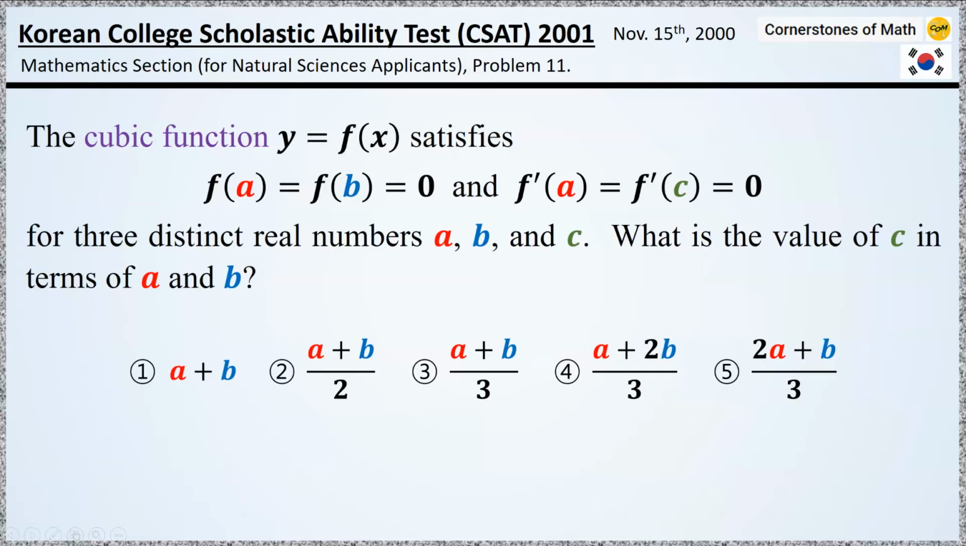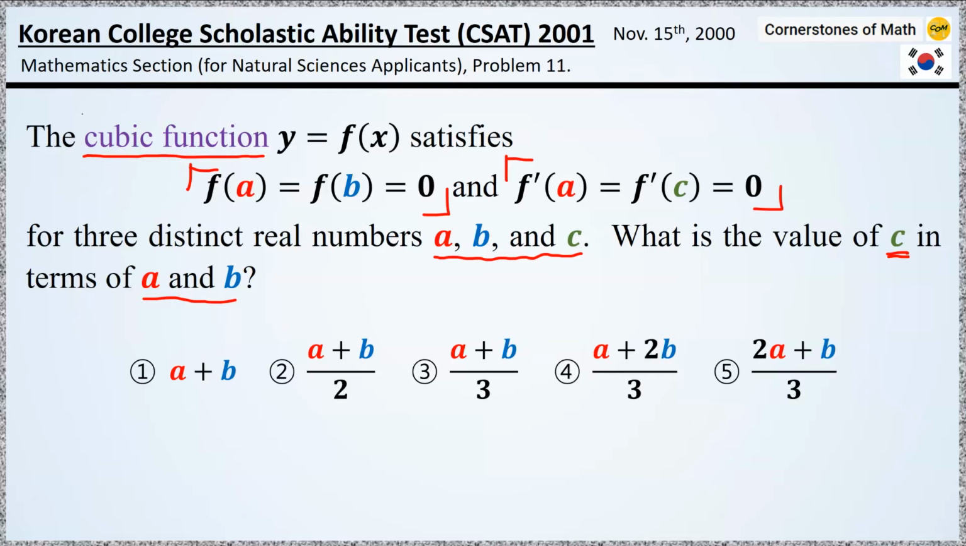Today we are going to solve the following problem. The cubic function y equals f(x) satisfies f(a) equals f(b) equals 0, and for its derivative, f'(a) equals f'(c) equals 0 for three distinct real numbers a, b, and c. What is the value of c in terms of a and b?